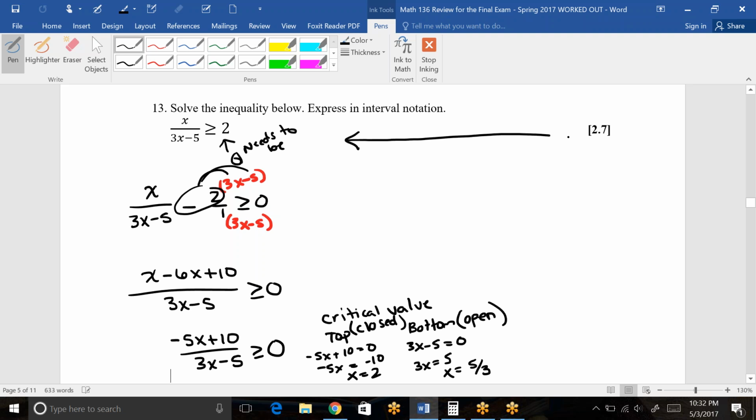Your next step is to come up with a sign chart. This is the first place we learned this, and you place these in order from least to greatest. So 5/3 is smaller and it is open, and 2 is bigger and it is closed. That helps me set up my interval notation with when are they parentheses and when are they brackets.